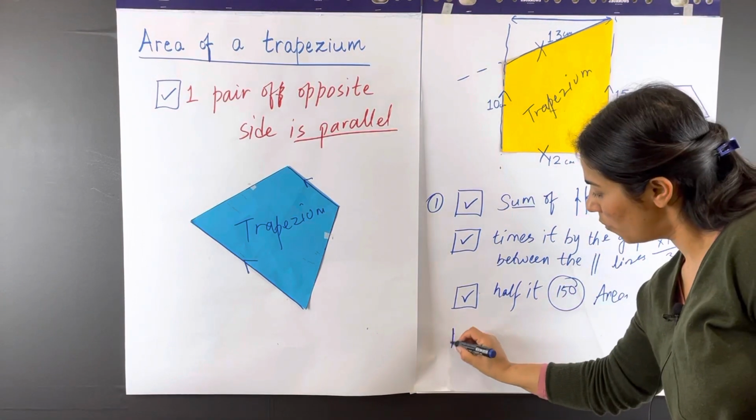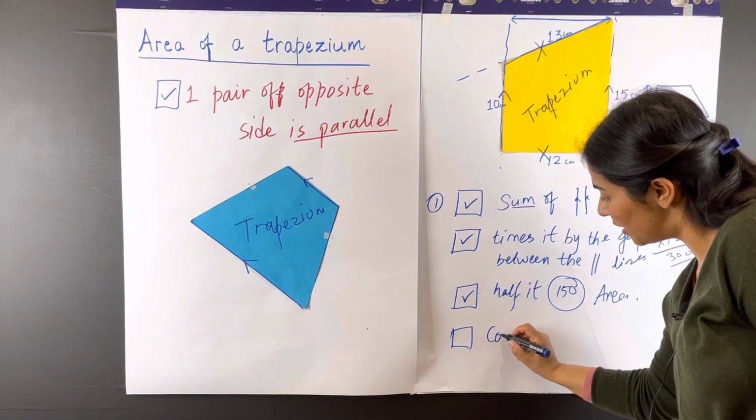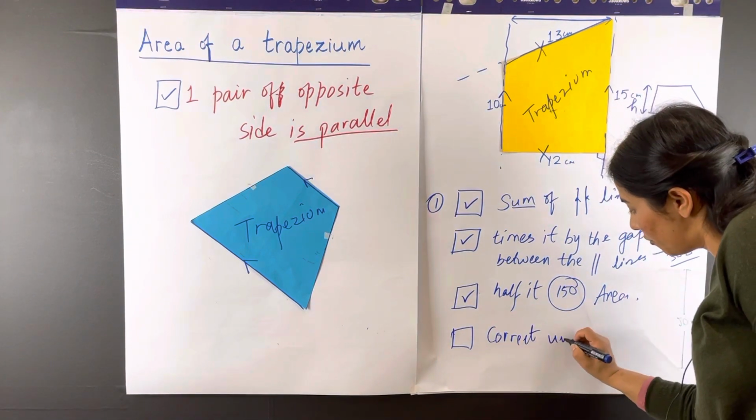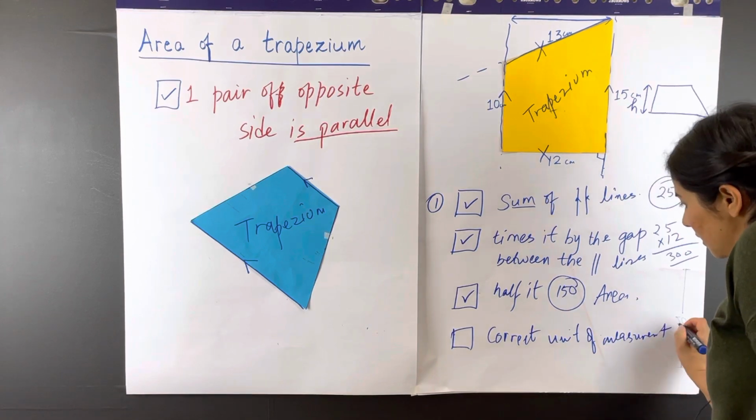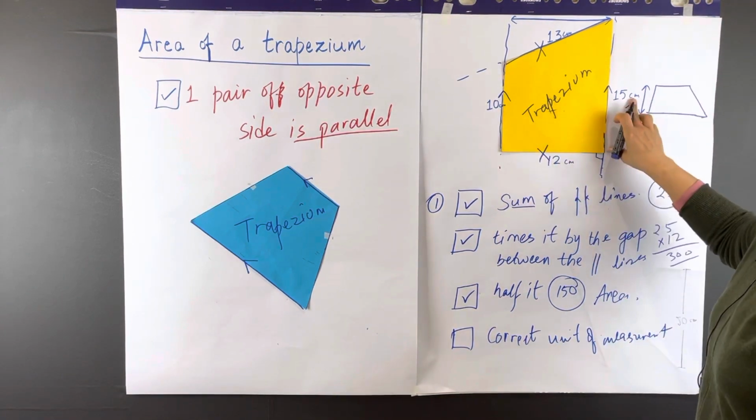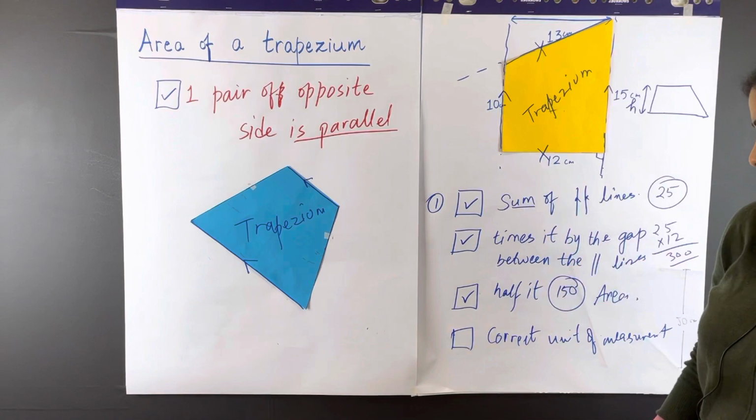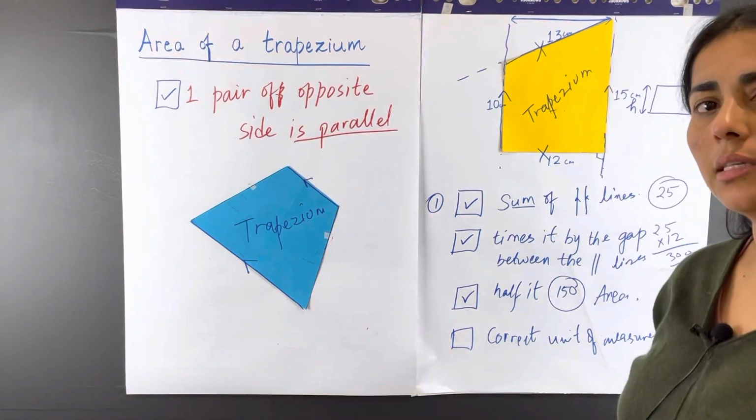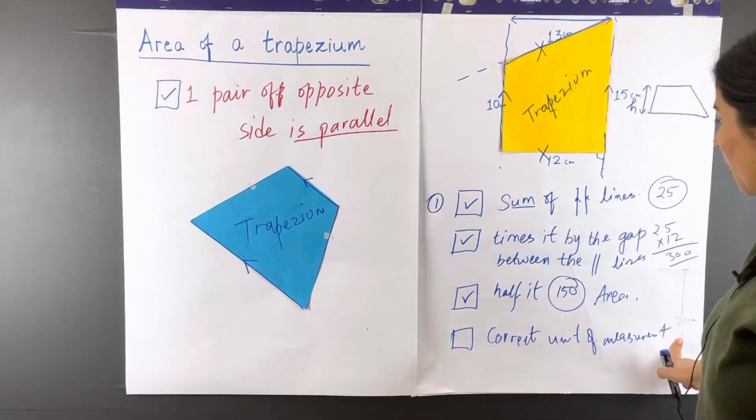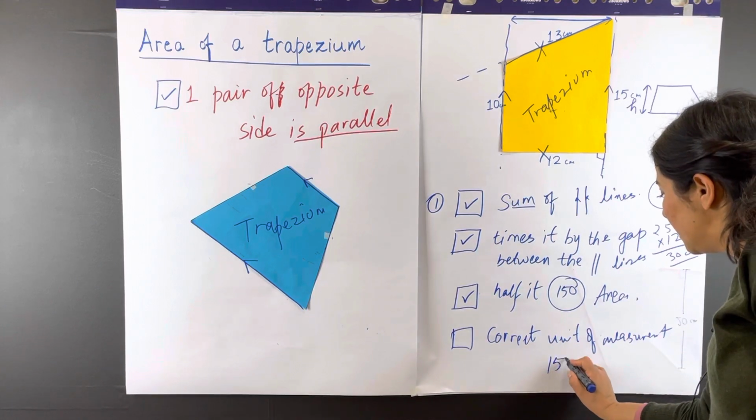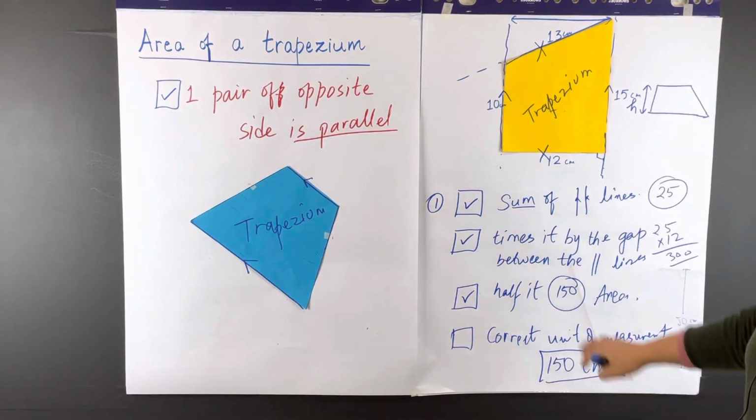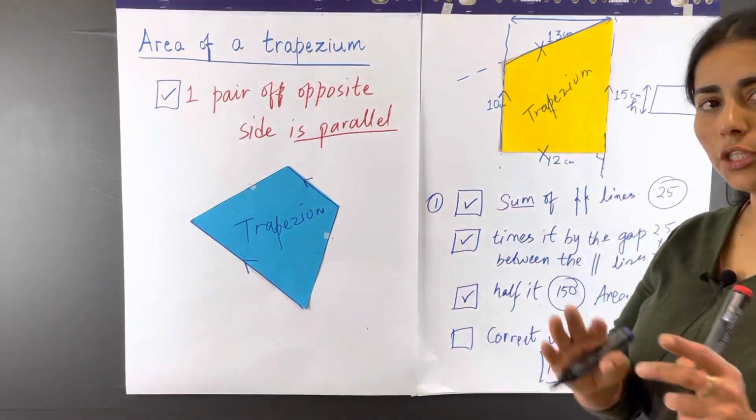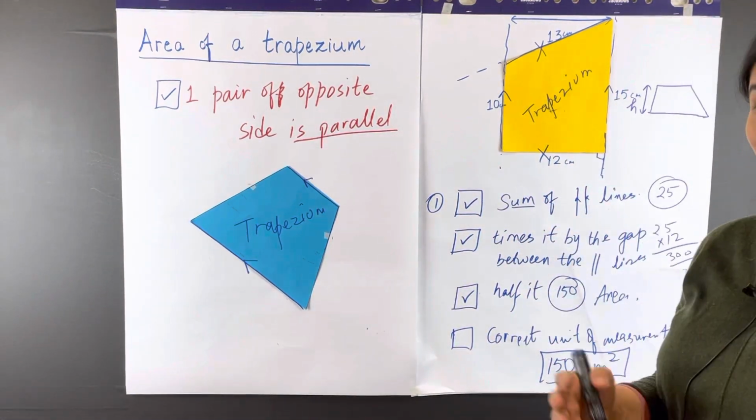There's a step 4 where you have to use the correct unit of measurement for area, and the correct unit of measurement is centimeter square, because this is centimeter length, that's centimeter length, all the lengths have been given in centimeter, so the area is going to be centimeter square. So your area is 150 centimeter square. That's your answer. Now let's put all this into a formula, okay, with pronumerals.